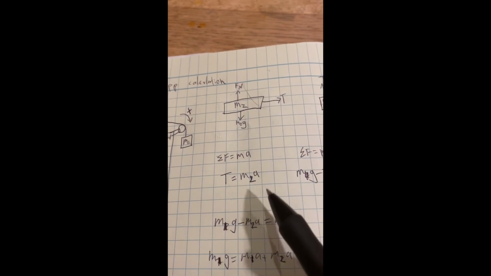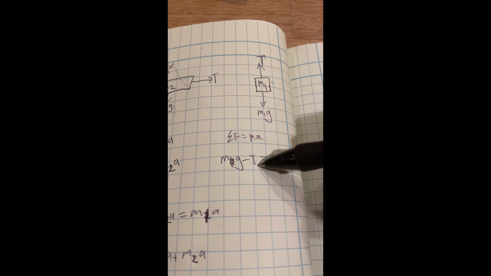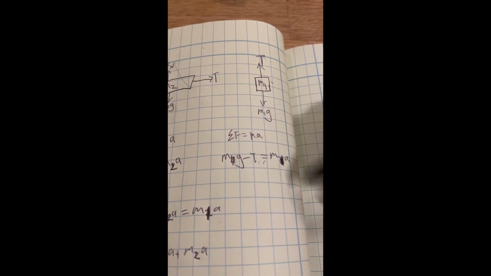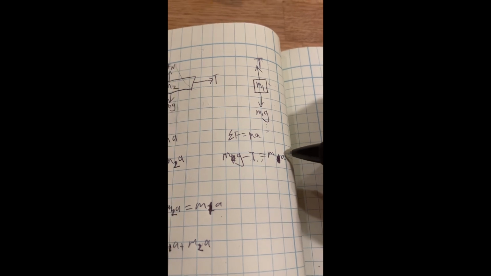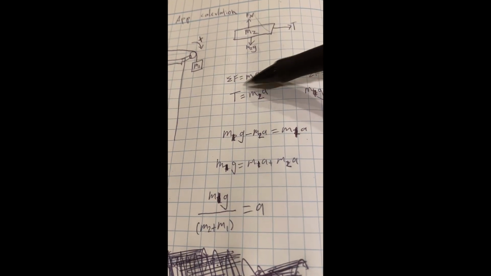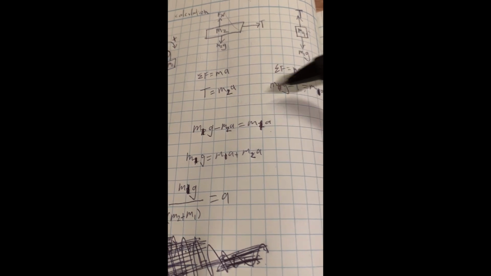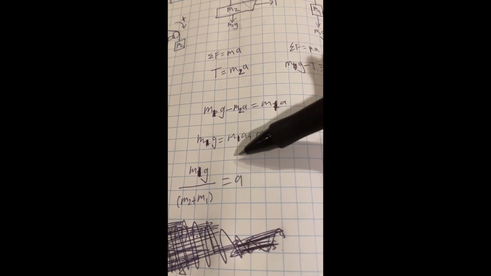So sum of forces, Newton's second law: T equals M2A. And over here, M1G minus T, because it's going downwards and downwards is the positive direction, equals M1A. Then we substitute T with M2A, so M1G minus M2A equals M1A. And we shuffle stuff around: M1G equals M1A plus M2A.